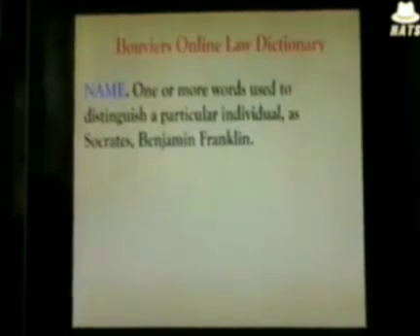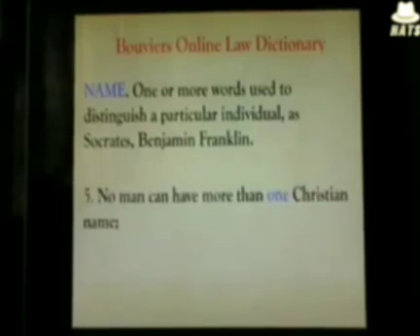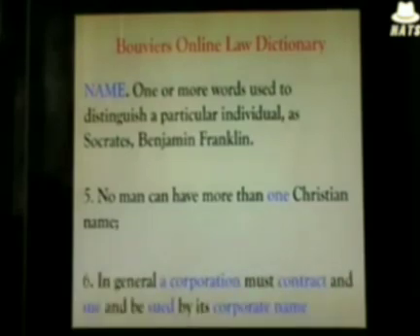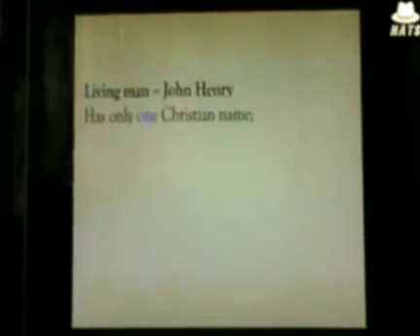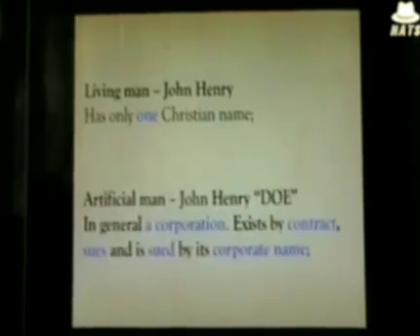So if we go to Bouvier, it's one or more words used to distinguish a particular individual, such as Socrates or Benjamin Franklin. This is still from the same Bouvier's online. Go online and have a look at this. No man can have more than one Christian name. So in general, a corporation must contract and sue and be sued by its corporate name. The living man, John Henry, has only one Christian name. The artificial name, John Henry Doe, in general, a corporation exists by contract, sues and is sued by its corporate name.